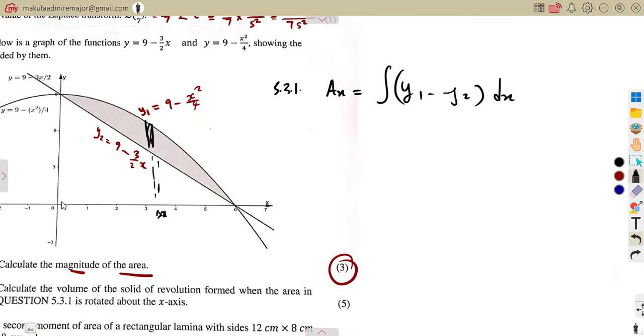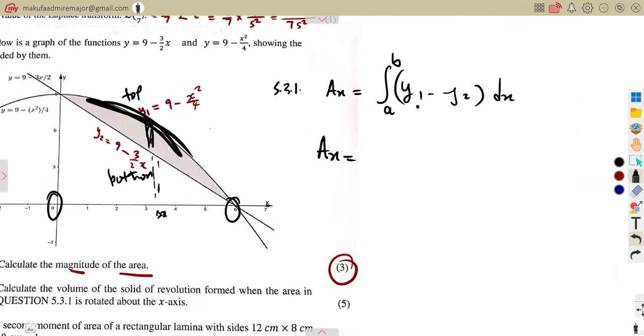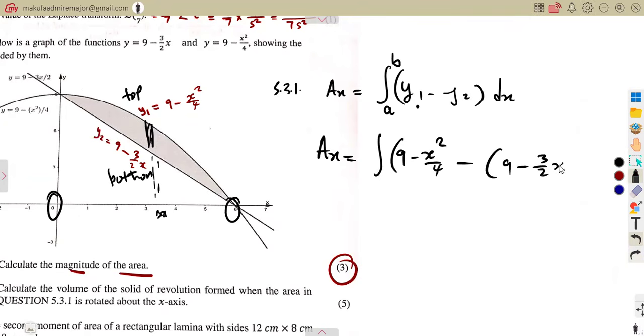Our limits taken from 0 to 6, which is our a and b. So that is, in this case, y1, the one on top. We are talking about the top minus the bottom graph. The graph that is on top is this quadratic of 9 minus x squared over 4. So you're going to subtract y2, which is the one on the bottom, which is 9 minus 3 over 2x.